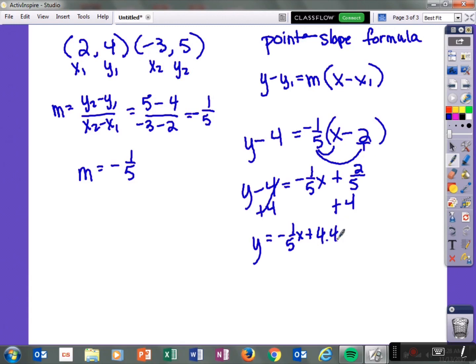Is it in slope-intercept form now? Yes. How do we know? Because the y is by itself and it looks like y = mx + b. So what's our slope? Negative 1 over 5. And what's our y-intercept? 4.4.